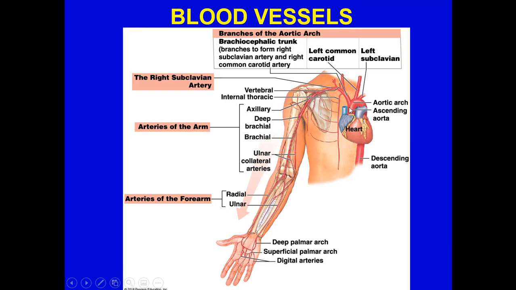As you look here, you start off with the aortic arch, and here you're going to have the left subclavian, the left carotid, and the brachiocephalic trunk, then the right subclavian artery. Then you'll follow through with the axillary, the deep brachial, the brachial, the ulnar collateral arteries, the radial and ulnar, and eventually the deep palmar arch and the superficial palmar arch, and off of them branch the digital arteries for each one of the respective fingers.